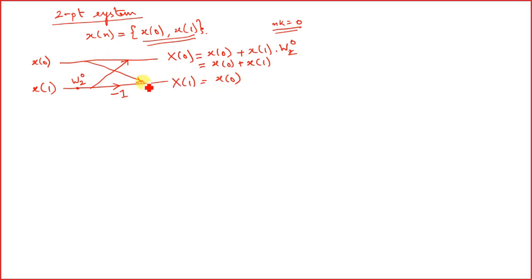Okay. Similarly, capital X of 1 becomes x0, which comes over here to this junction, plus x1 multiplied by 1 is x1, multiplied by minus 1 is minus of x1. Okay.